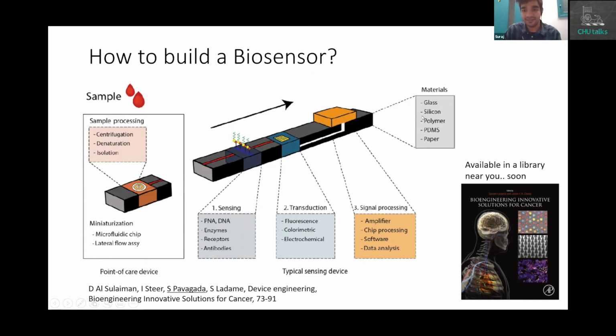And several different materials have been used so far. People have used glass, people have used silicon chips, people have used polymers, several different types of polymers, like PDMS is one of them as well. And interestingly enough, people have used just plain paper to do these types of sensing as well.